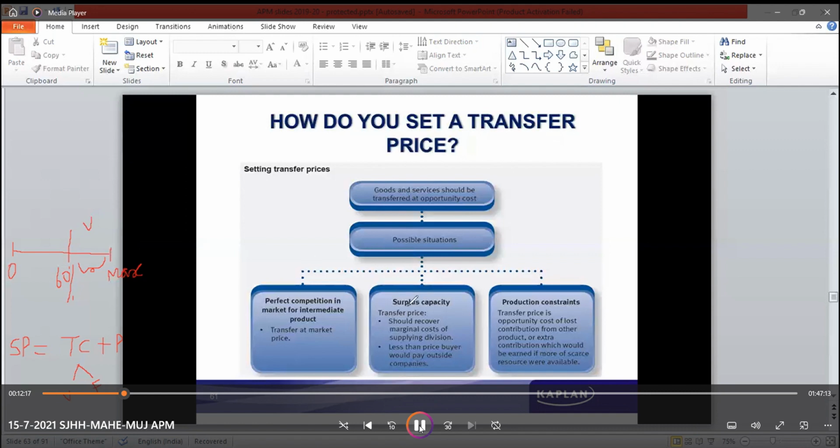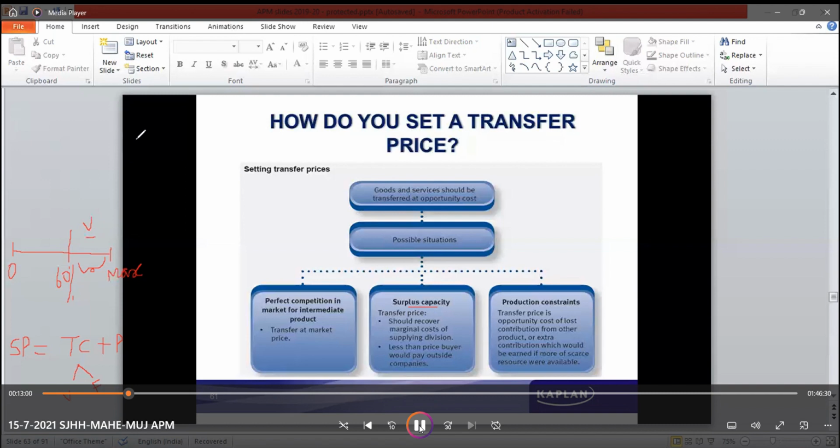Now, if surplus capacity exists, the transfer price should recover the marginal cost of the supplying division and be less than the price the buyer would pay outside the company. Technically it would be a negotiation between the seller and the buyer. For the seller it would cost only the variable cost. The buyer, instead of paying the outside market, would want to pay anything less than the outside market price. So anything between the variable cost and the market price can be set as the transfer price.